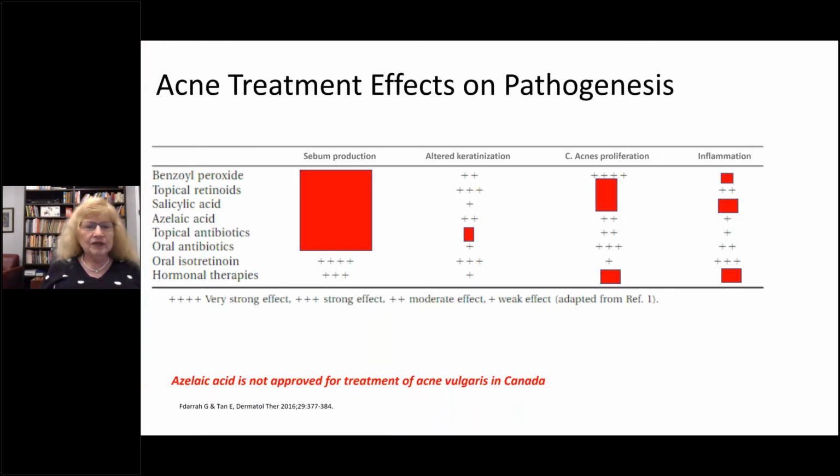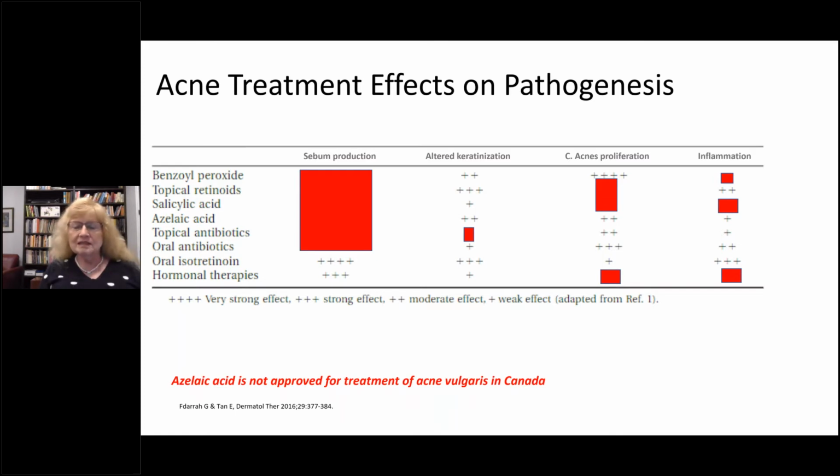So let's look at how various treatments work. When you look at benzoyl peroxide, retinoids and salicylic acid, azelaic acid in the US is approved at 20% to treat acne. We have the 15% Finacea, which actually works fairly well for acne, but it is considered off-label in Canada. And topical antibiotics and oral antibiotics really don't do anything for sebum production. When we look at altered keratinization, all of the drugs except for the antibiotics work.